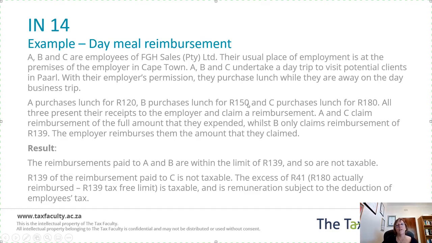B was paid 150 for lunch, but he only claims back 139. So that 139 Rand is not taxable. C claims a reimbursement of 180. He's paid 180 by the employer. What is tax-free is 139, and the excess is taxable and becomes remuneration in that month in which the reimbursement is paid.